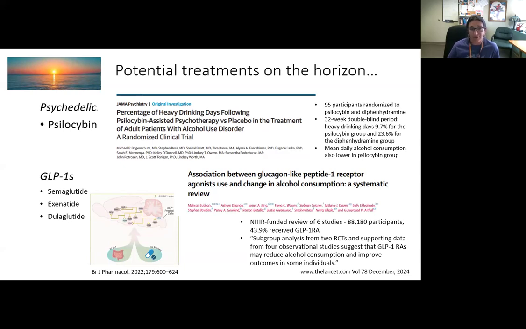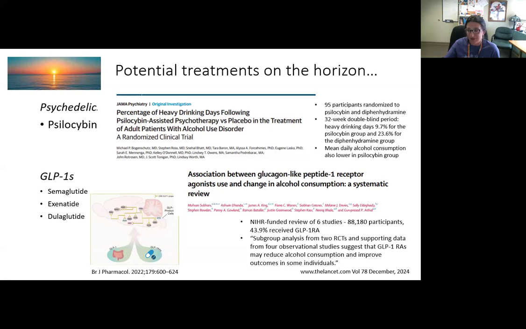This paper I found really helpful from the Lancet from 2024. That's a nice review of the studies. This was an NIHR funded review. It looked at just 2 RCTs. The others were observational studies, and they suggested the GLP-1 agonist could reduce alcohol consumption, improve outcomes in some individuals. We don't have the bottom line yet. I think that everyone's asking what's going to work, and we don't have definite, strong evidence this is what we're going to do for a particular medication, but there's a lot out there and there's ongoing work being done.